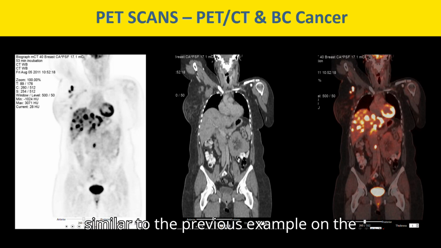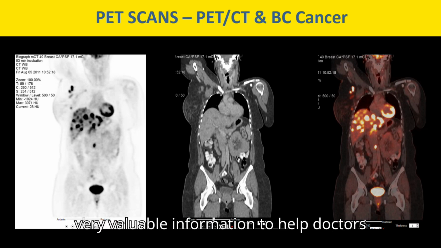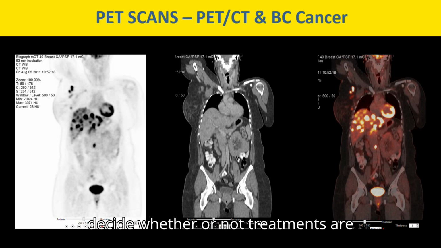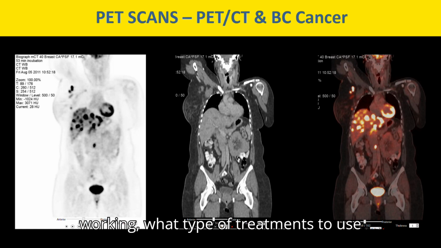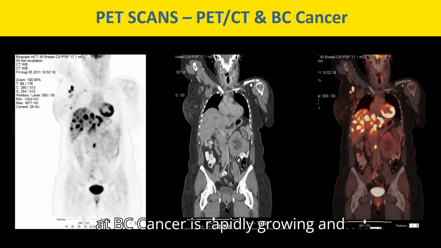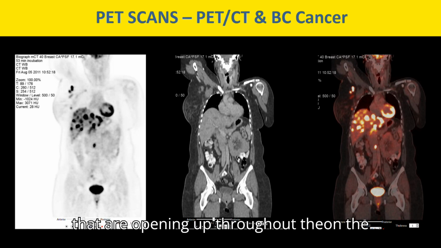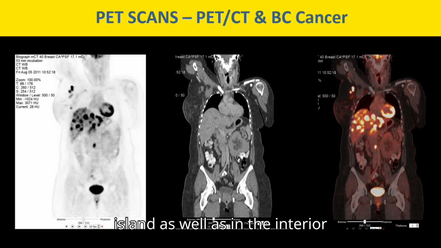Now, similar to the previous example, this is a CT scan. We fuse them together, and again, it allows you to pinpoint exactly where those cancer cells have spread. And this is very valuable information to help doctors decide whether or not treatments are working, what type of treatments to use on these patients, and really just to monitor the effectiveness of treatment over the course of time. PET imaging at BC Cancer is rapidly growing and expanding in our province, and there are upcoming announcements of PET clinics opening up throughout the province, on the island as well as in the interior of BC. So it's very exciting times for PET imaging.